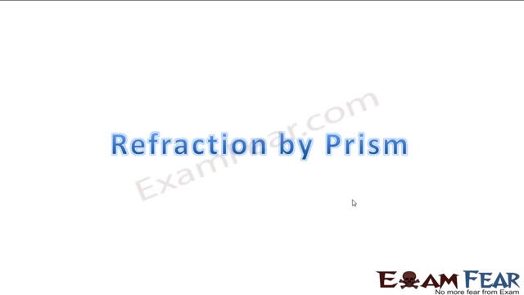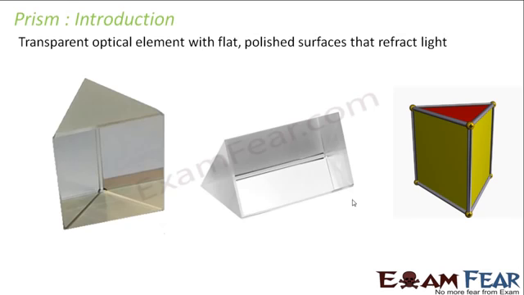So now we will talk about another new thing called prism. We will see how refraction takes place by prism. In our last lesson we talked about refraction by lenses, right? We saw how refraction takes place by lens. Now we will see how refraction takes place by prism. Before that we should know what a prism is.